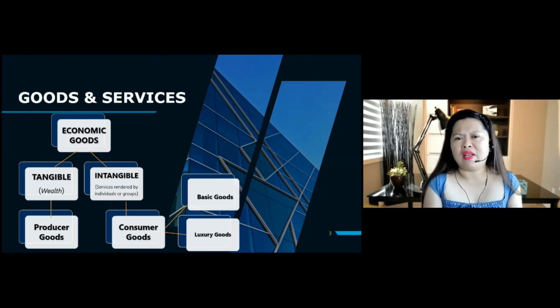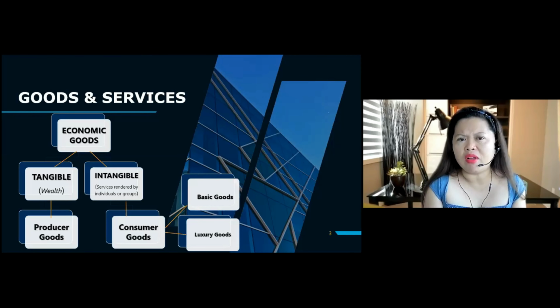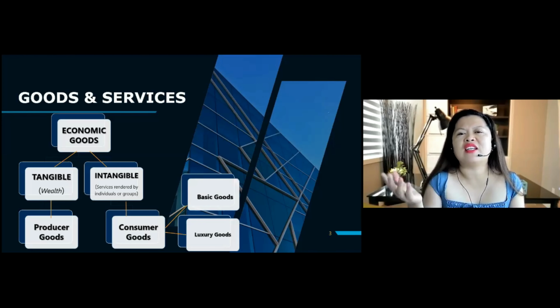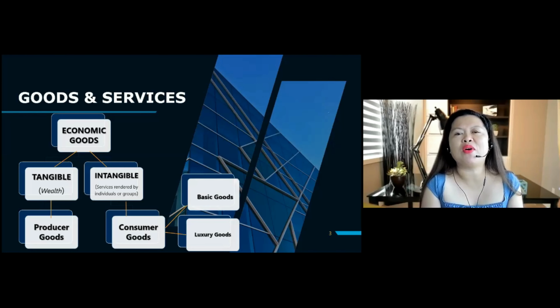Okay? Even love is an example of intangible economic goods. The services of your partner, boyfriend or girlfriend, you cannot have it for free. You have to load him or her, give a chocolate first, it's part of your allowance. So it's an example of an intangible economic good. Now, for intangible economic goods, the example is only one: services rendered by an individual or groups of individuals.